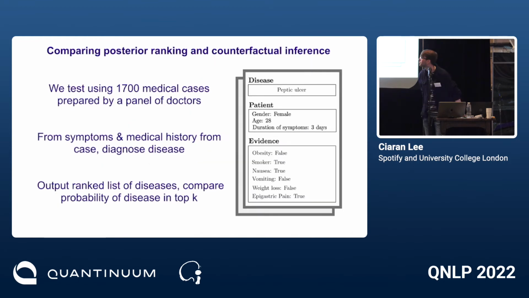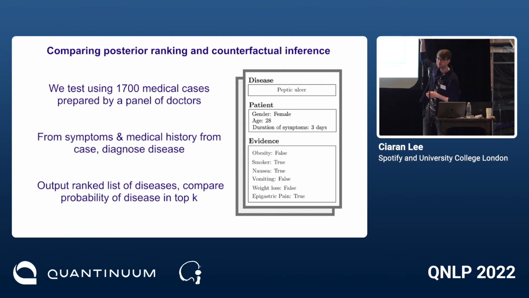How do we actually go and test this in the real world? So what we did was we got a panel of doctors, and they compiled about 1,700 medical cases, and these are very similar to what trainee general practitioner doctors are given before they become qualified. They're given a case like this, some evidence, background on the patient, and they're told, okay, this is the actual disease that this panel of doctors thinks is really likely in this case, and a good doctor would infer this from all the information.